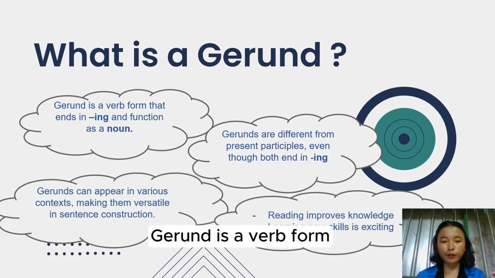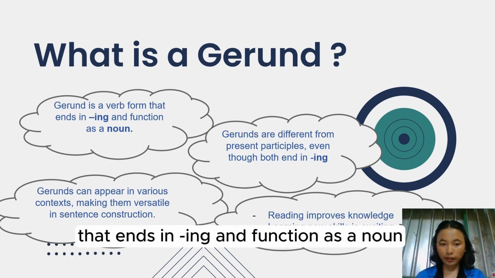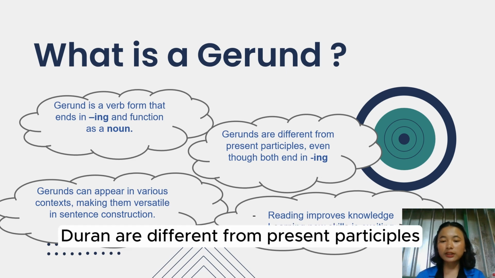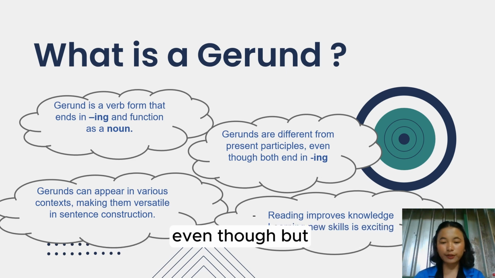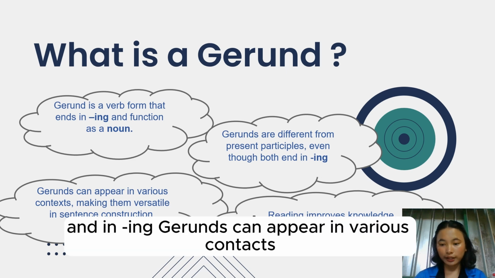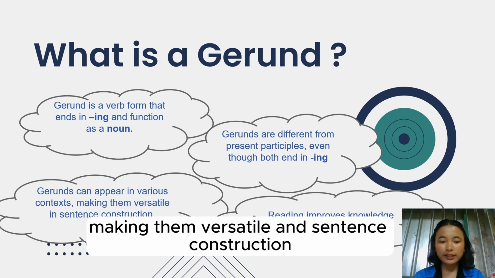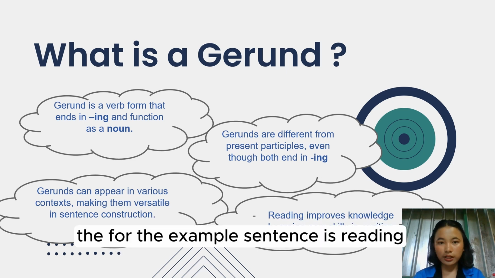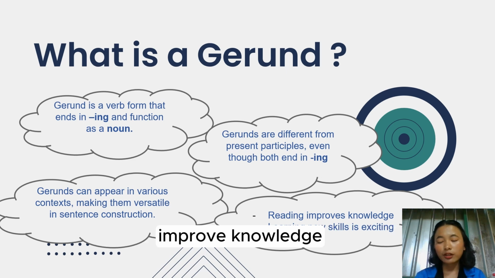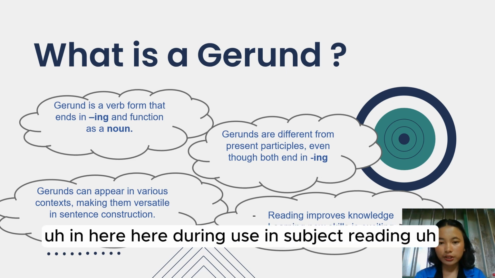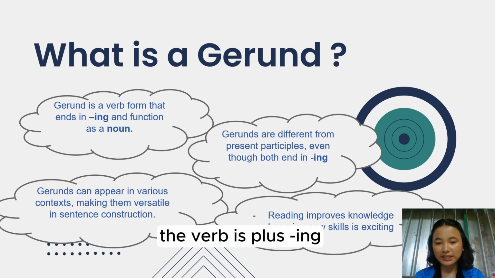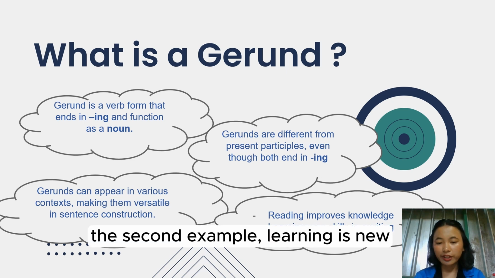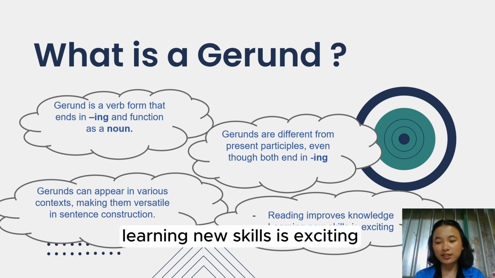A gerund is a verb form that ends in ing and functions as a noun. Gerunds are different from present participles, even though both end in ing. Gerunds can appear in various contexts, making them versatile in sentence construction. For example, the sentence "Reading improves knowledge." Here the gerund is used as the subject, reading. The form is verb plus ing. The second example: "Learning new skills is exciting."